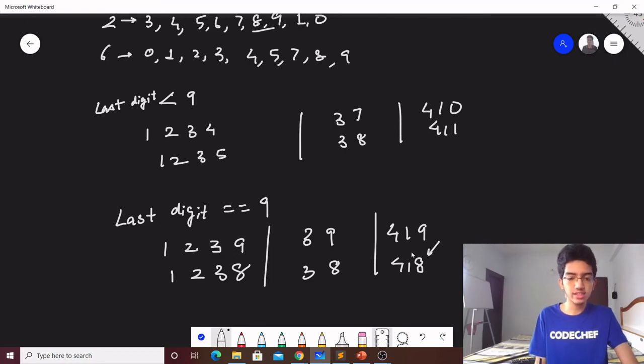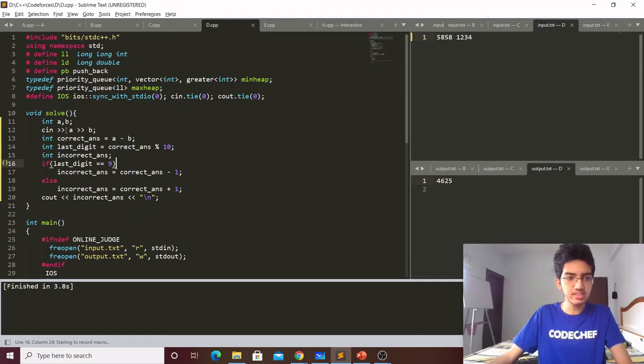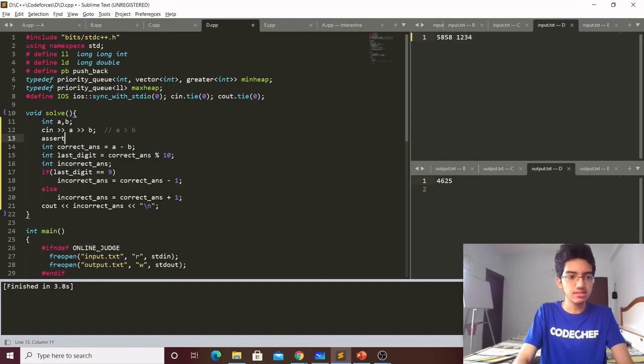Now let's look at the code. The question is pretty simple. Just take the two numbers as input, A and B. And here A is greater than B, which is given in the question. So we can simply write assert A is greater than B. This will not fail. An assertion is basically saying that we are so sure that this condition will always be true, and if the condition is not true, break the program. Now here a correct answer would have been A minus B, but since the waiter is making a mistake, we also have to make a mistake.